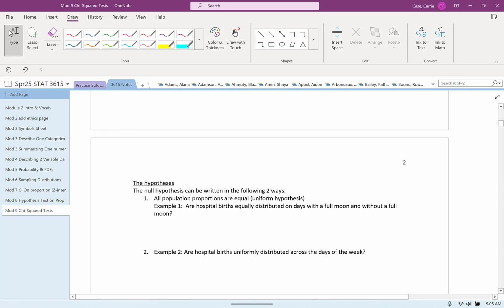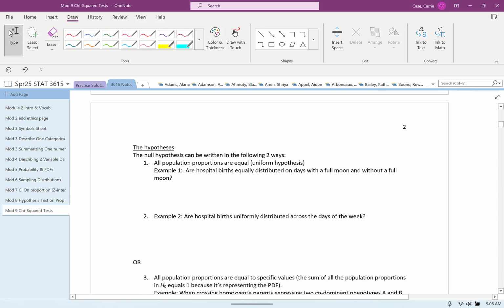So remember that we are testing multiple proportions with this chi-squared test. So more than one proportion. The hypotheses, the null can be written in two different ways. So all proportions are equal to each other is the first way. That's called a uniform hypothesis. We're looking to see if each of the proportions are equal to each other, like it would be if you were rolling a die or flipping a coin.